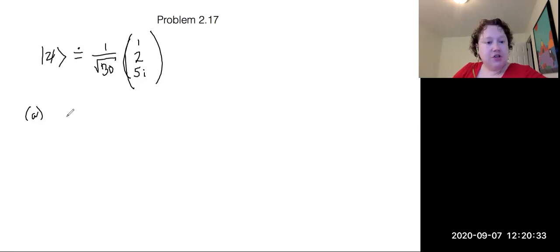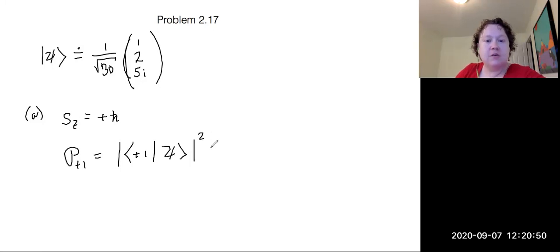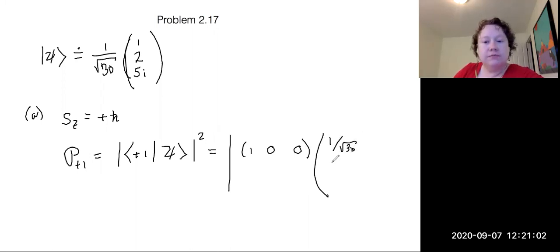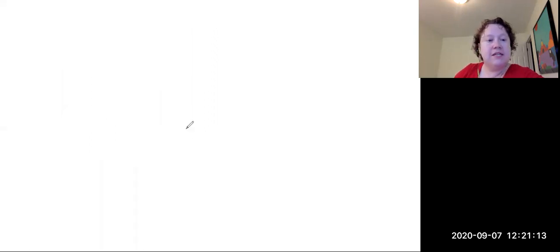The probability of measuring spin Z equal to +h bar is equal to the probability, which I'm going to call P+1. And this is the absolute value of the +1 state, its overlap with psi, squared, which is equal to 1, 0, 0 times psi: 1 over the square root of 30, 2 over the square root of 30, 5i over the square root of 30. Ran out of room here. So I multiplied these together.